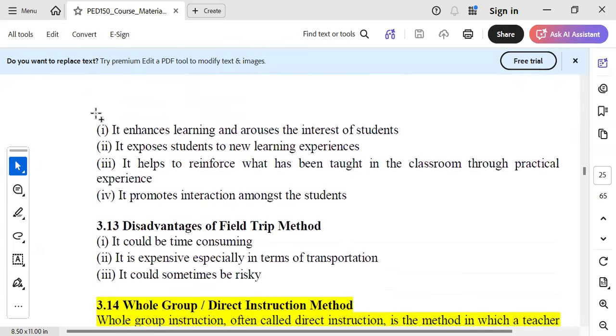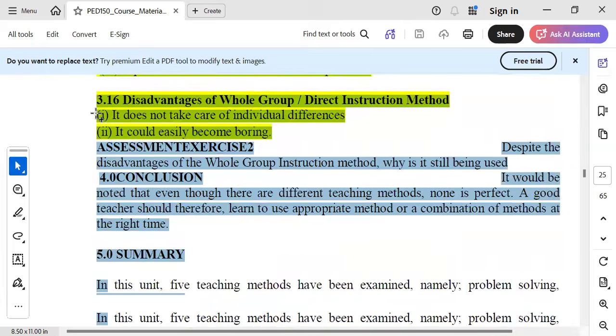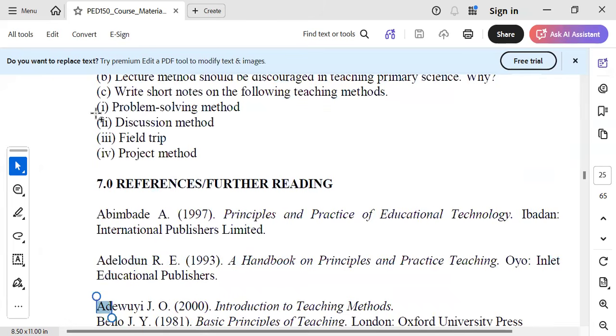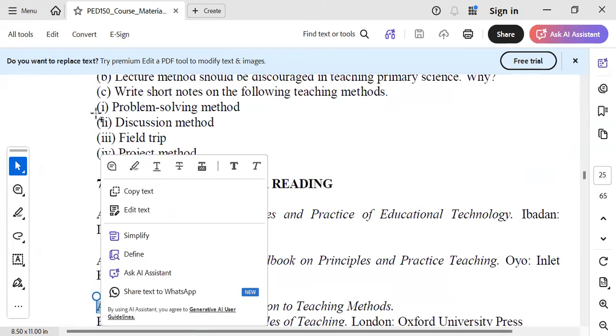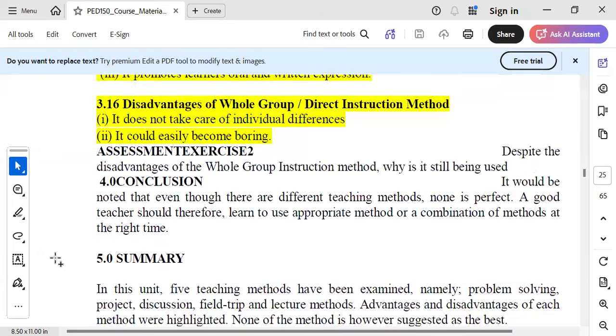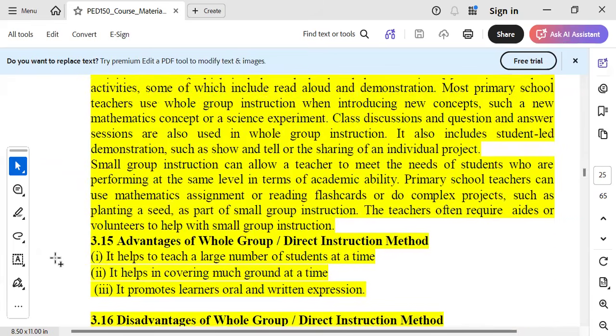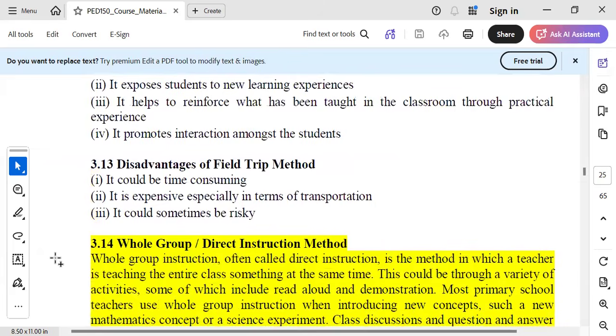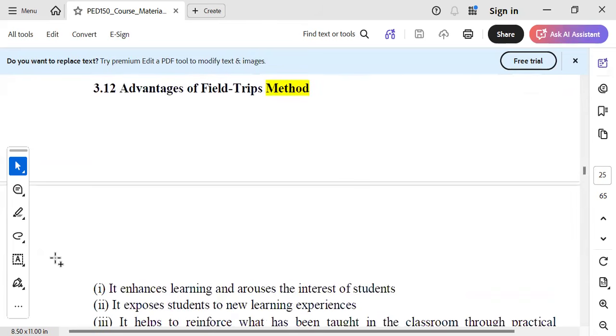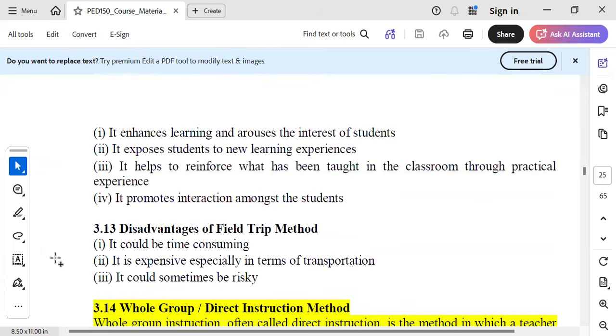One, it enhances learning and arouses the interest of students.